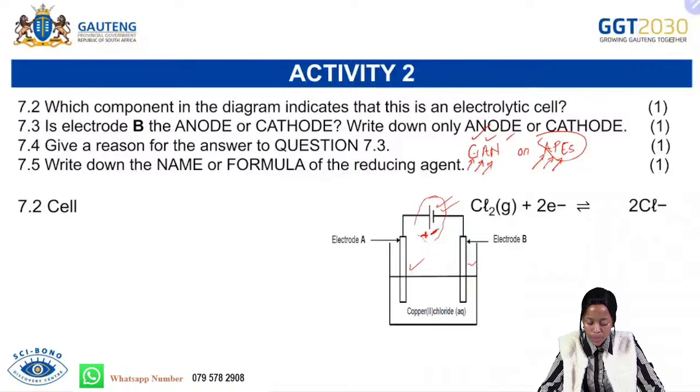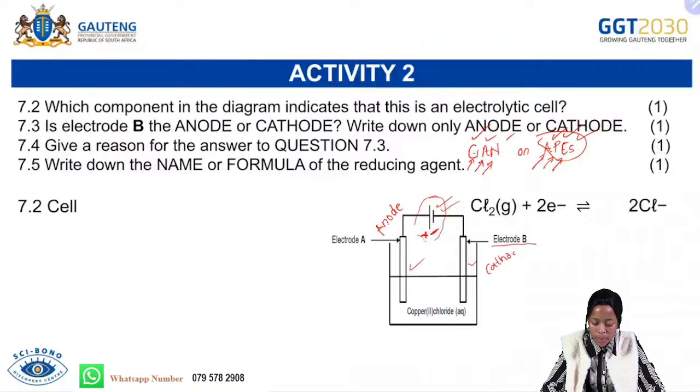So if that is the case, and we are saying the anode is positive in an electrolytic cell, it means that electrode A must be the anode. If electrode A is the anode because the anode is positive in the electrolytic cell, it therefore means that this one, which is B, must be representing the cathode here.